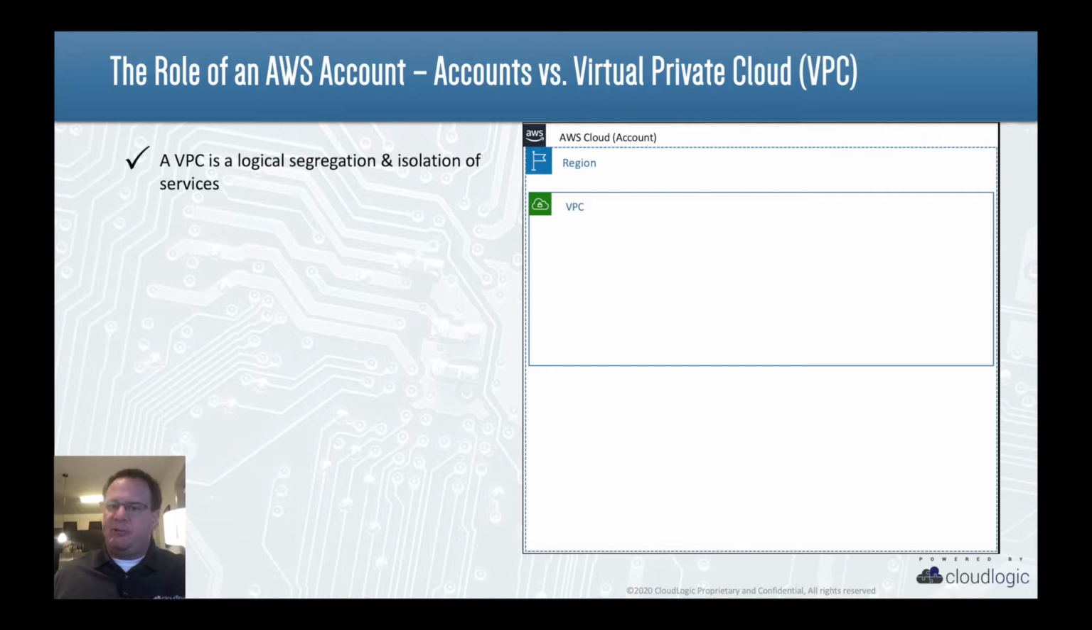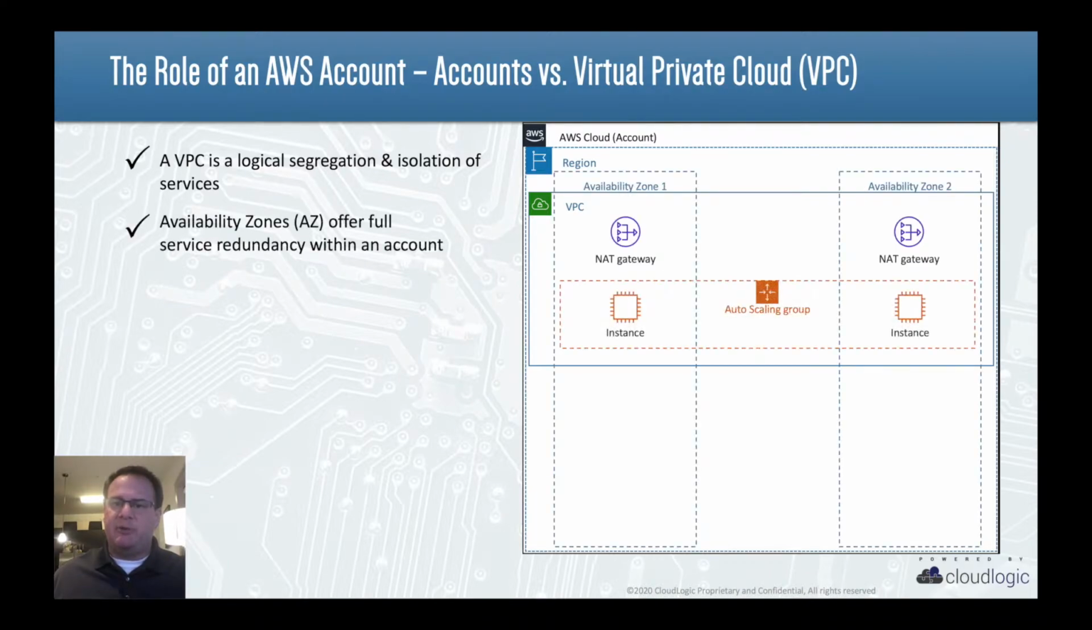Unlike a VPC, which provides logical separation and isolation of resources, an availability zone is about physical separation and redundancy of resources. So availability zones ensure that I can provide highly available applications within a single region.